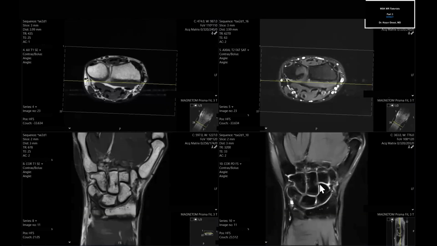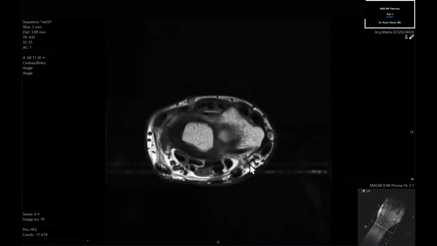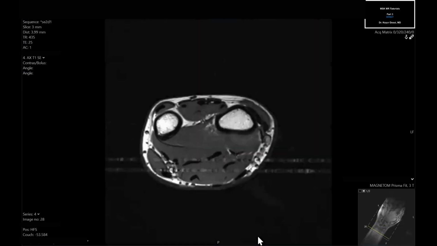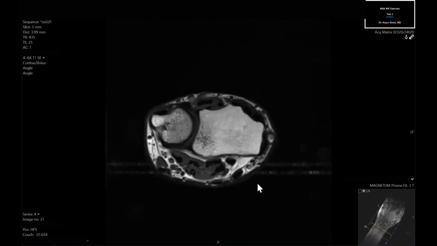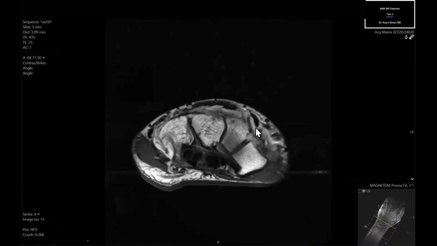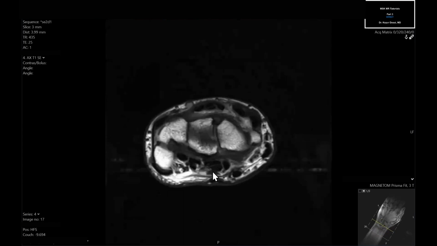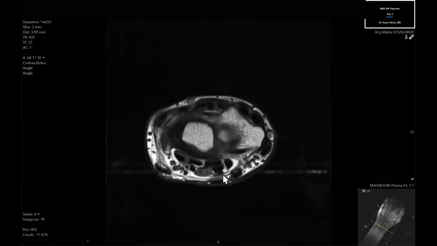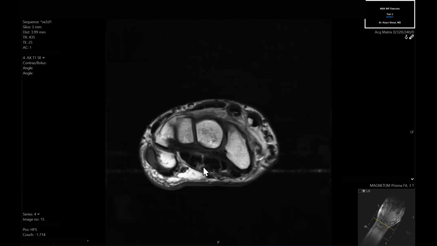After we finish looking at the structures on the coronal sequence, we're going to come into the axial T1. This is going to be more helpful to evaluate the median and ulnar nerve. The median nerve you can see is this bundle right here where my cursor is, and it'll be deep to the overlying flexor retinaculum.